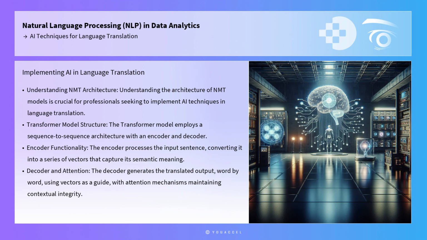For professionals seeking to implement AI techniques in language translation, understanding the architecture of NMT models is crucial. The Transformer model, for example, employs a sequence-to-sequence architecture with an encoder and decoder. The encoder processes the input sentence, converting it into a series of vectors that capture its semantic meaning. The decoder then generates the translated output, word by word, using these vectors as a guide.